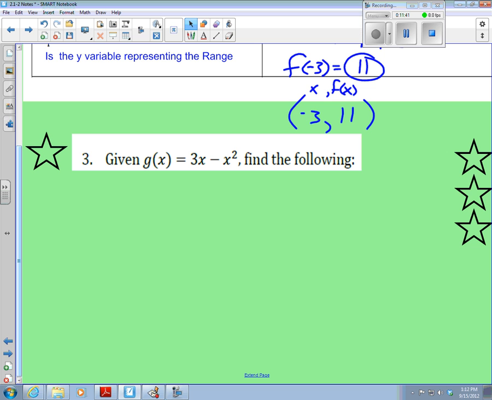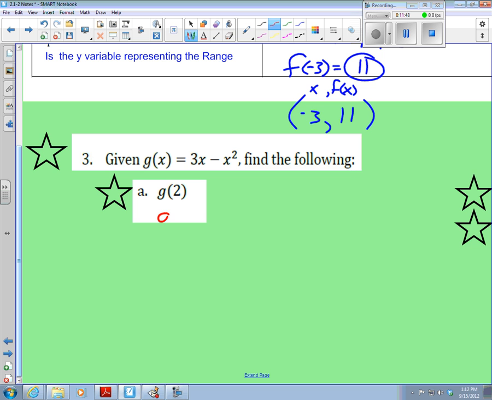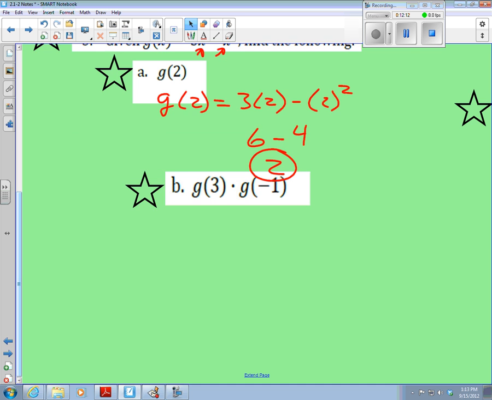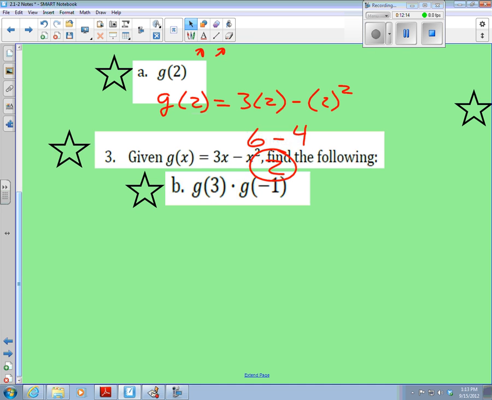Okay, given g of x, find the following. Well, first we want to find g of 2. Okay, g of 2 is going to equal, plugging it in right here for x and here for x in the expression part, 3 times 2 minus 2 squared. So it's a 6 minus 4, and that's just going to give me 2. Pretty easy. You guys have done this before, I'm sure. Okay, this one, a little bit more work involved.